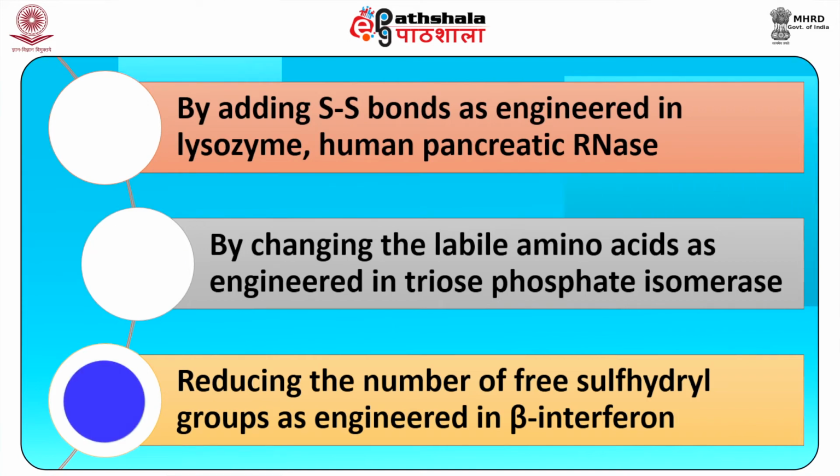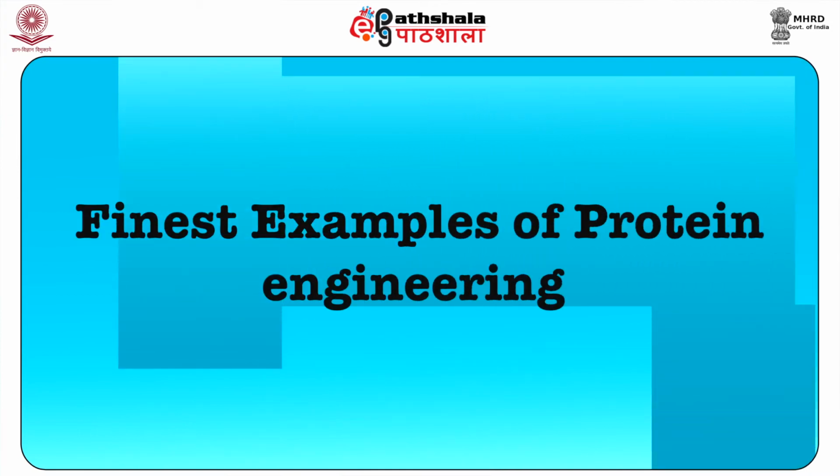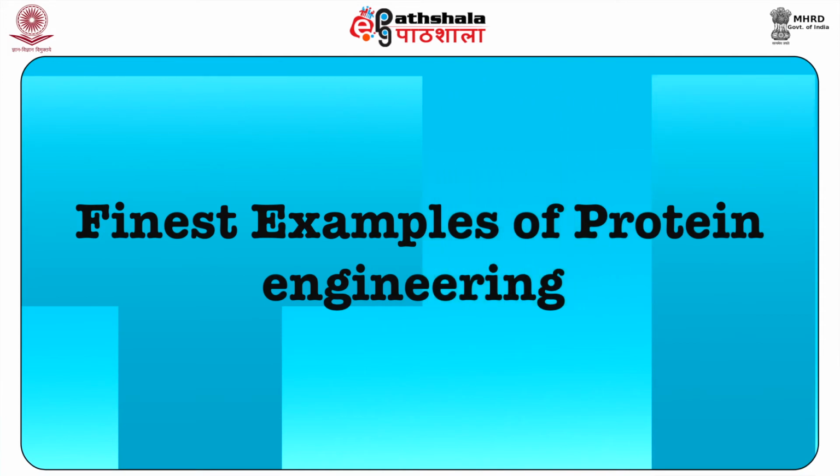We can even reduce the number of free sulfhydryl groups, for example in the case of beta interferon. Other properties such as increasing specificity, abolishing the cofactor requirement, decreasing the protease specificity and increasing the enzyme activity have been engineered in tissue plasminogen activator, subtilisin, one of the cases we just discussed, streptokinase, and tyrosyl transfer RNA synthetase. We are now going to study the finest examples of this protein engineering.